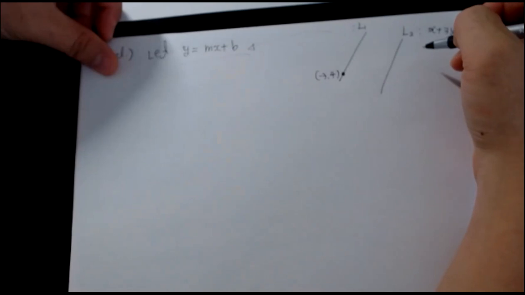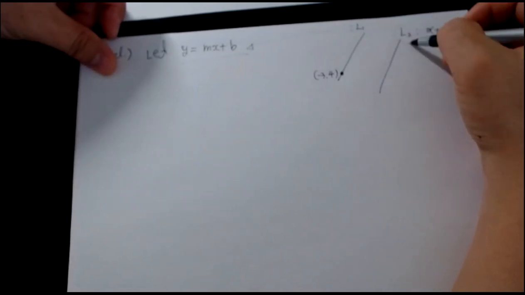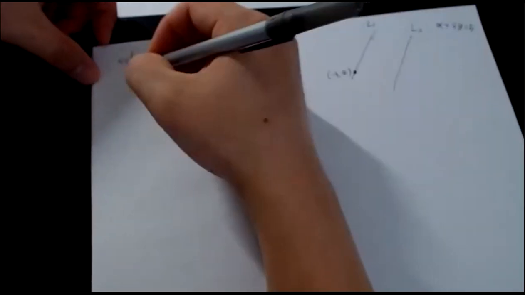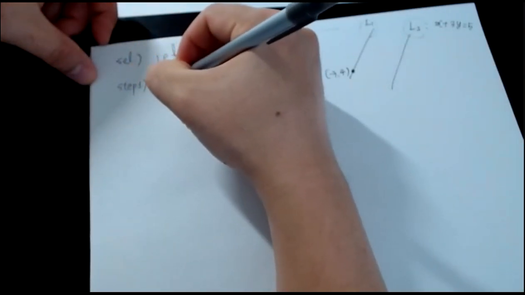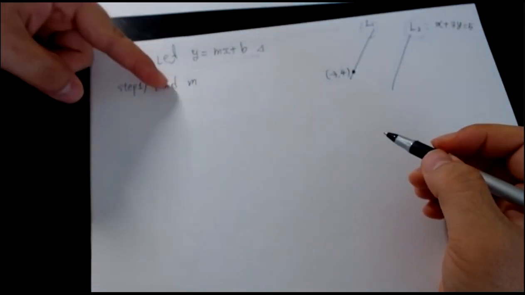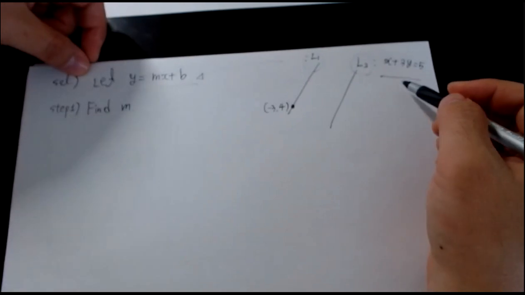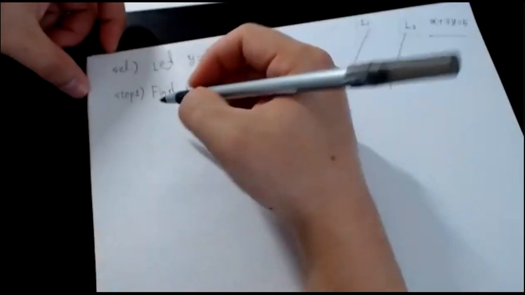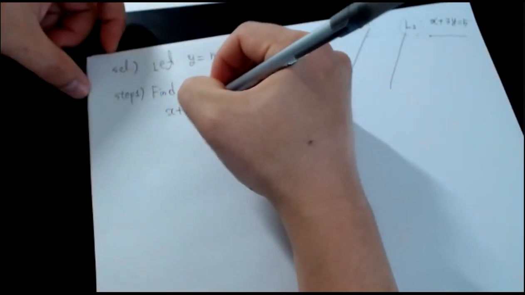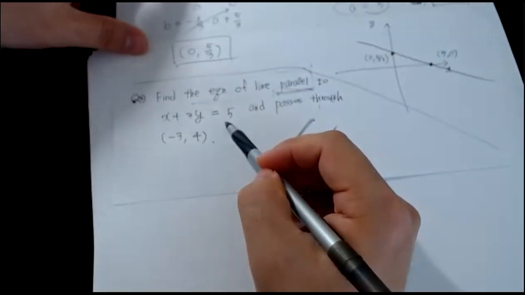Okay, so now since the two lines are parallel, the slope of L2 must be equal to the slope of L1. So in step 1, we're going to find the slope m. To find m, we use that equation. So I'm going to find the slope of L2, that's going to be m. So x plus 3y is equal to 5.